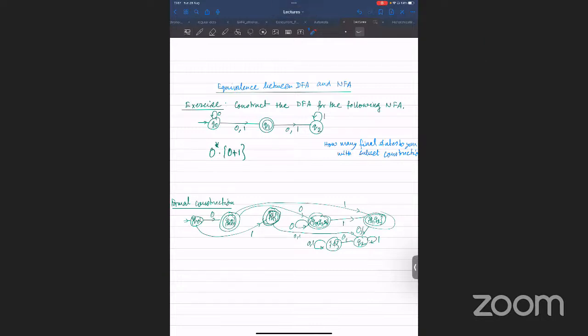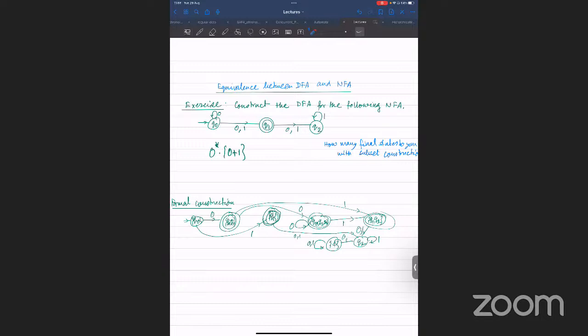So now, Ishika, you are going to tell me if you can get a smaller DFA. Possibly I'm asking you more because I'm not able to see you. So can you get a smaller DFA for this NFA?